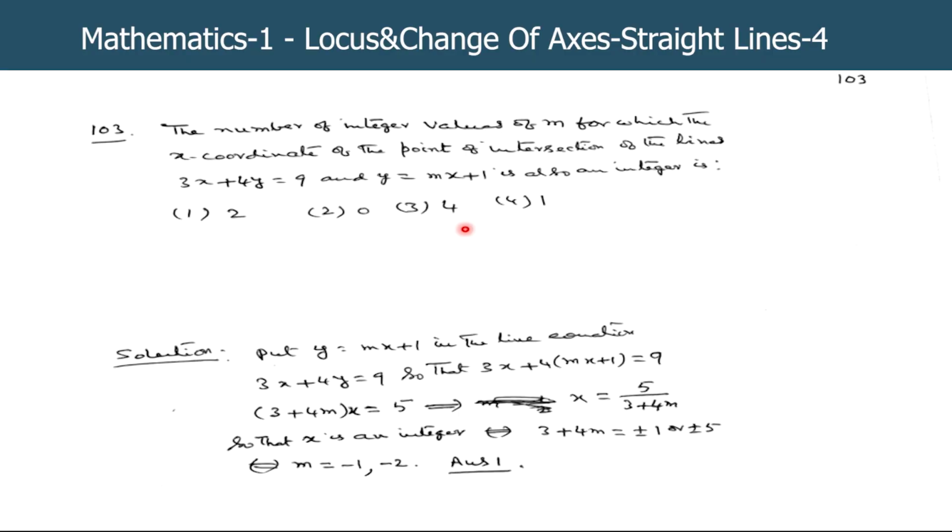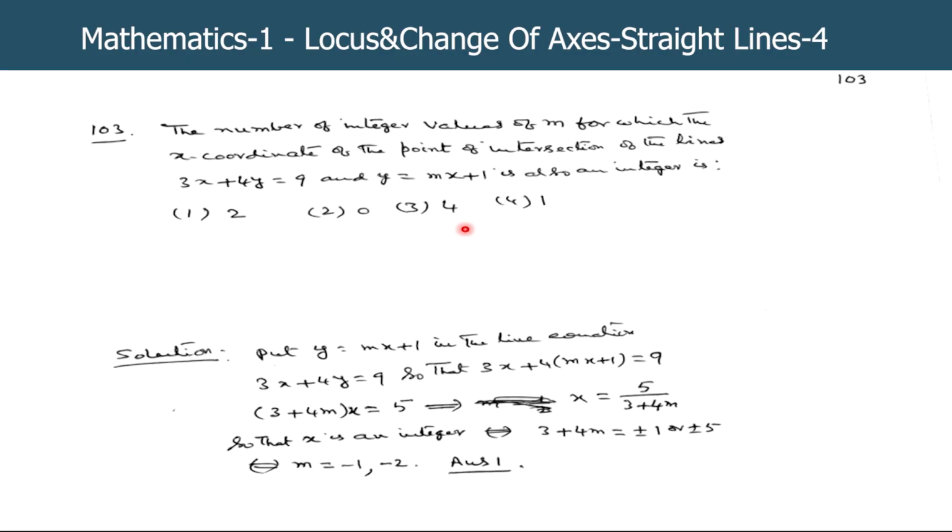Now suppose y is equal to mx plus 1. You put y equals mx plus 1 in the equation 3x plus 4y equals 9. So that 3x plus 4 into (mx plus 1) is equal to 9. That means (3 plus 4m) into x is equal to 5. So therefore x is equal to 5 by (3 plus 4m). And this must be an integer. The x coordinate must be an integer as asked, and m must be an integer.